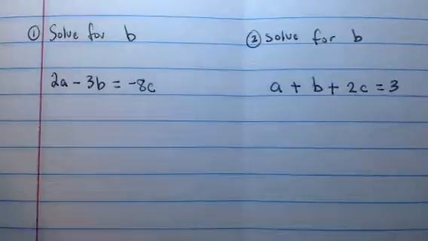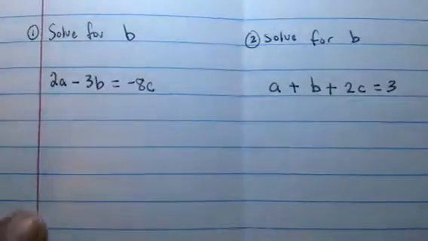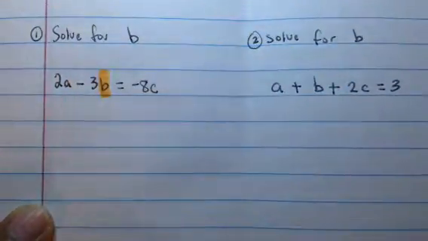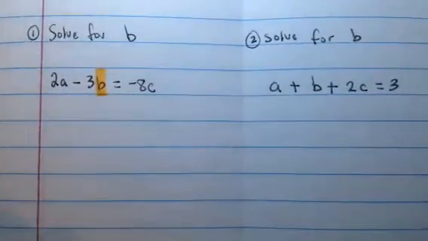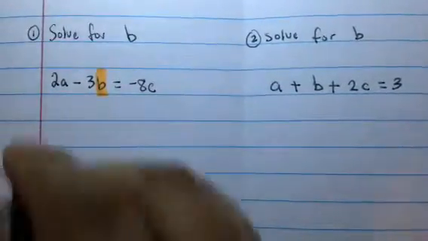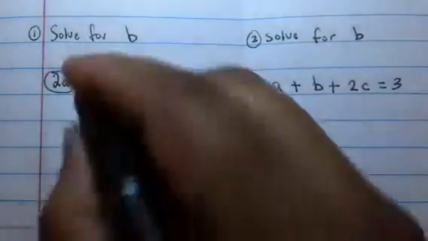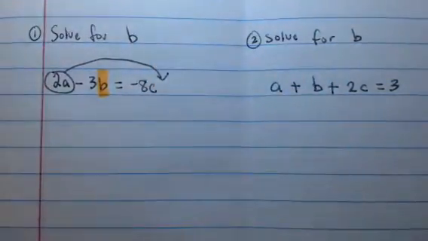So to solve for b, like I said, this is new for y'all. Our whole purpose of this particular problem is to get b by itself. So if you look, here's the letter b. We want that by itself. So we have to move everything else away from it. So the first thing I have to move is this 2a. When I move this 2a over, it's going to change signs.